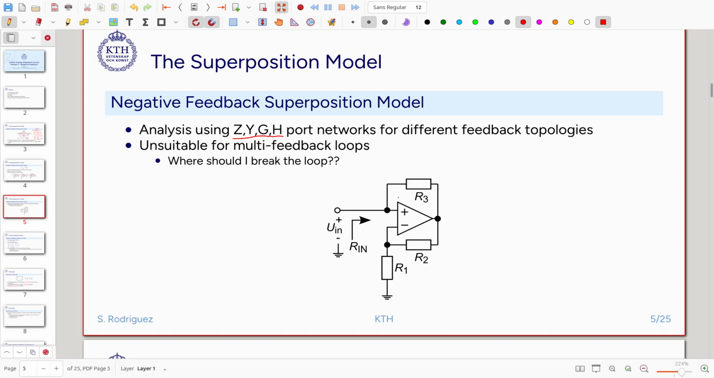For instance, this is an interesting example. This is a circuit that has 2 loops. Then where do we break the loop in order to get the feedback factor beta? So there are these kinds of cases, and they are very, very common, in which we cannot really use these techniques in which we model the amplifiers as different two-port networks.